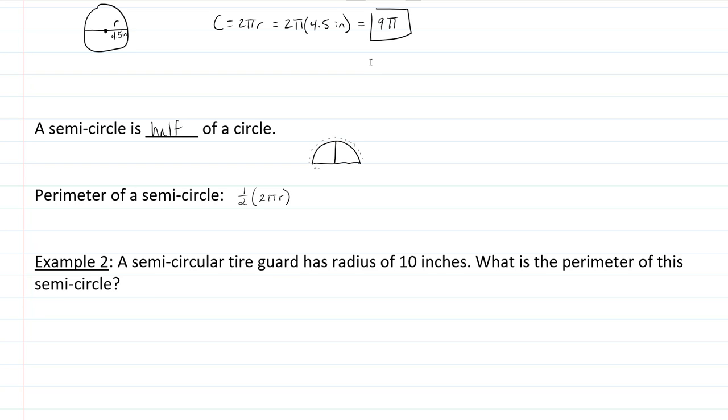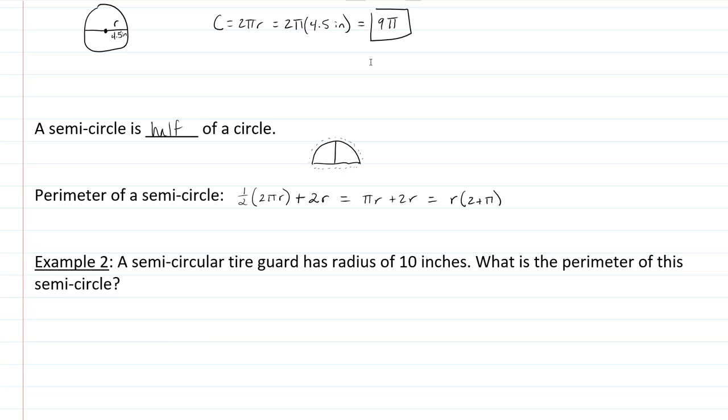But we have to include this now, because that's only the outside. So we have to add 2 times the radius. So when we calculate this out, this perimeter of a semicircle formula is actually pi r plus 2r. And by factoring out an r, we can write this as r times 2 plus pi.